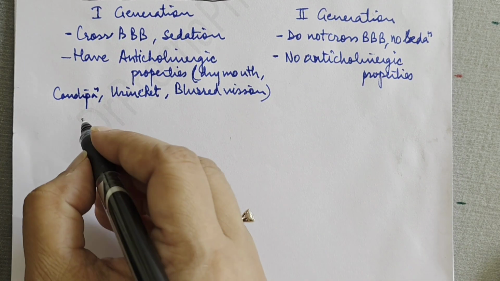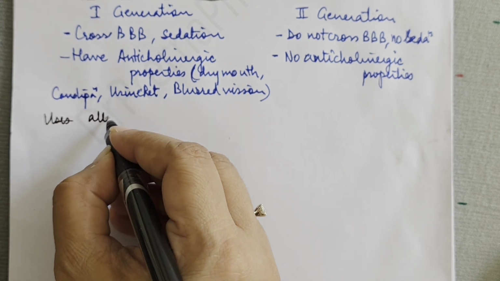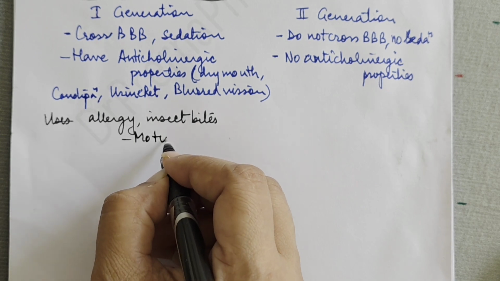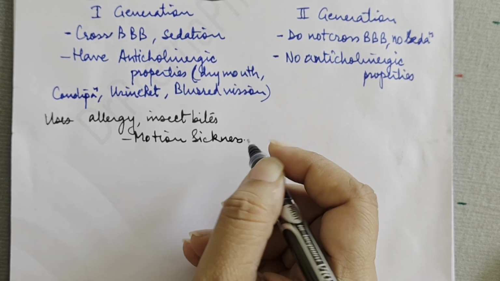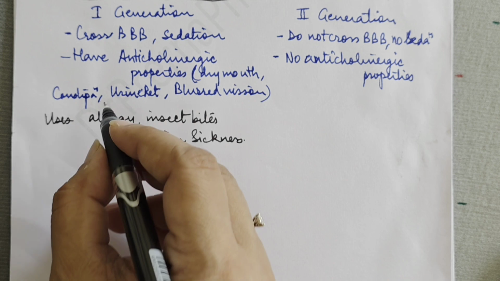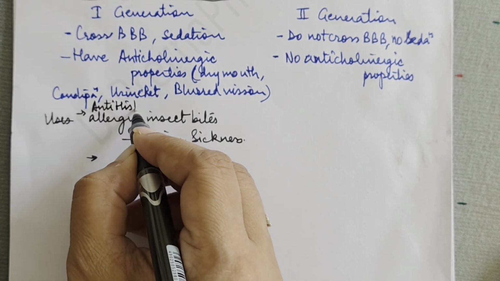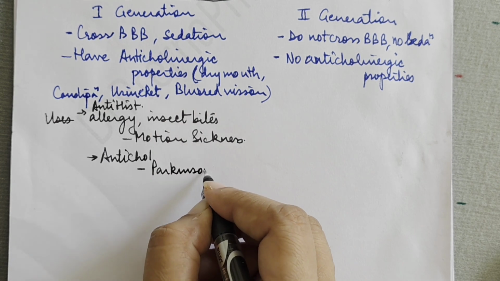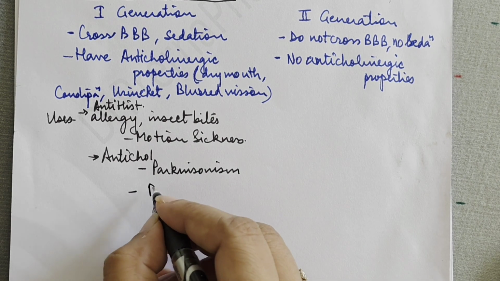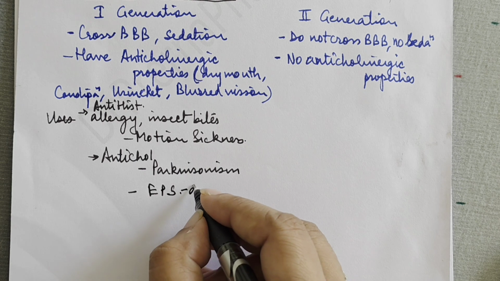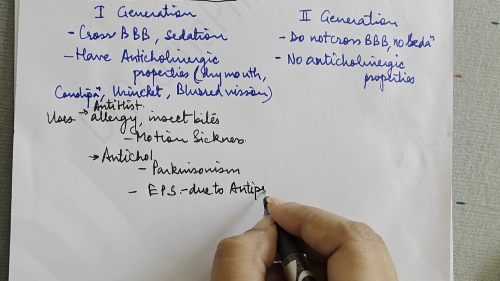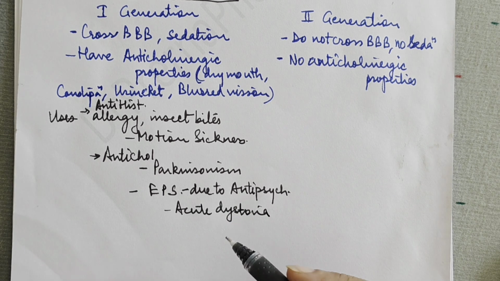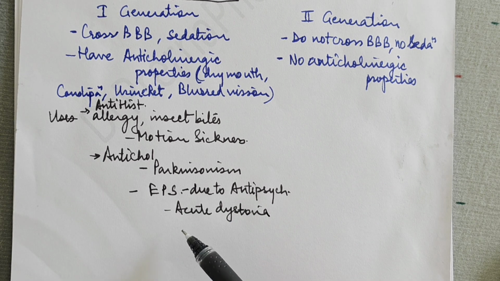So what are the uses? If we come to the uses, these drugs are used in allergy, insect bites, motion sickness, right? And based on anticholinergic activity, these are antihistaminic. And for anticholinergic activity, they are used in Parkinsonism, and they can also be used in extrapyramidal symptoms due to antipsychotics, like acute muscle dystonias. So these are some of the uses of H1 antihistaminics. By virtue of their anticholinergic property, they are used in these particular diseases.